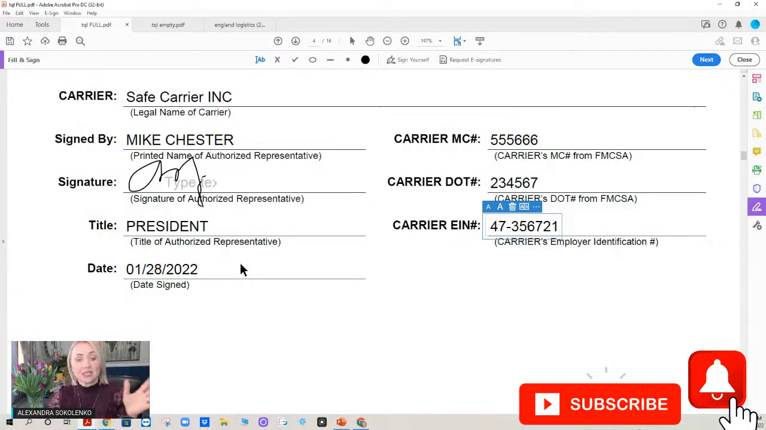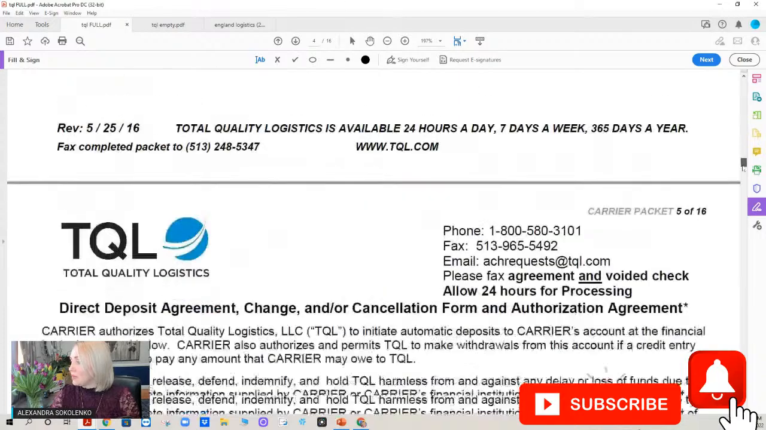47-356721. Guys, again, this is just the fake numbers. I don't know, hopefully nobody has those numbers, right? So I just put the numbers there. Okay, let's keep going.